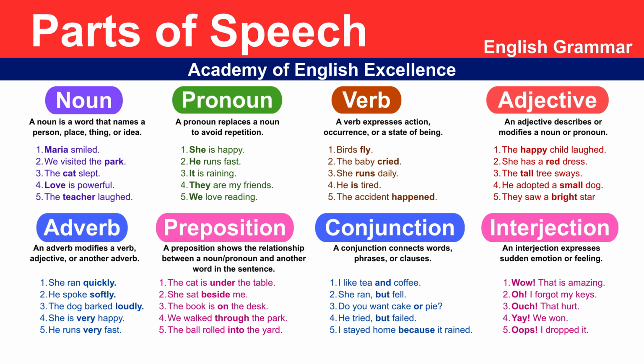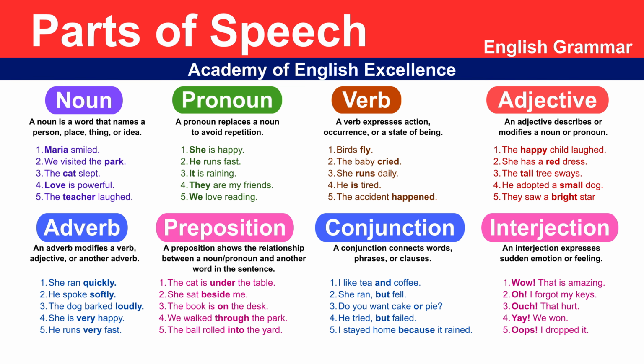6. Preposition. A preposition shows the relationship between a noun or pronoun and another word in the sentence. For example, the cat is under the table. She sat beside me. The book is on the desk. We walked through the park. The ball rolled into the yard.